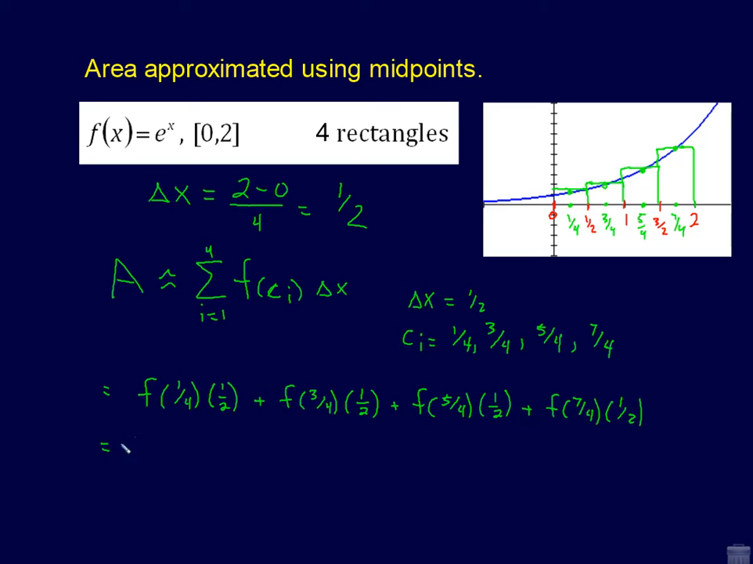Before I do the addition here, I'm going to rewrite it again by noticing every width is a half. I can actually just write that as a common factor in the front. And then I will write out what I'm going to put in the calculator, which is what the function is, e to the x. So I'm going to be adding e to the 1/4 power, or 0.25 power. F of 3/4 would be e to the 0.75. F of 5/4 would be e to the 1.25. And f of 7/4 is e to the 1.75.